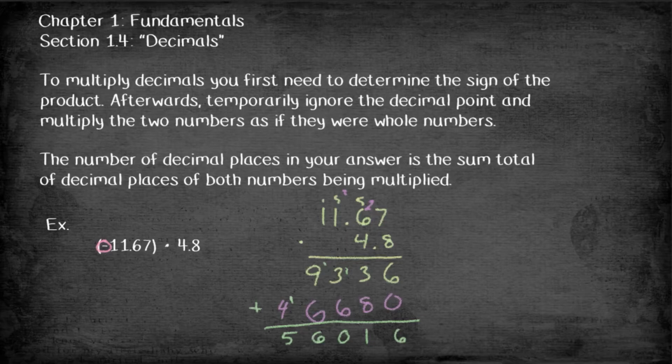All right, so here's our answer, 56016. Now we need to figure out where to put the decimal point. So in the first multiplicand, which is fancy talk for one of the numbers you're multiplying, we have two decimal places. And in the second, we have 1. So altogether, we have 3. And that means the decimal goes in to allow for 3 total decimal places in our answer. So at the end of the day, our answer is negative 56.016.